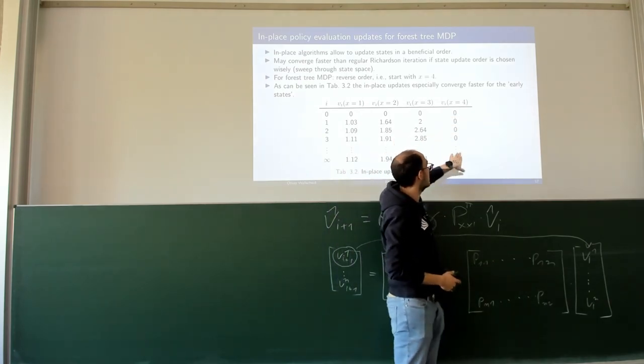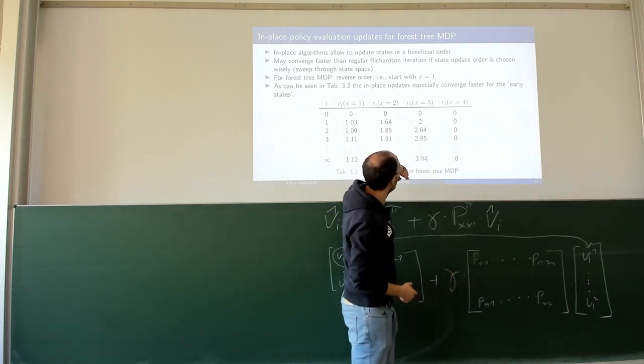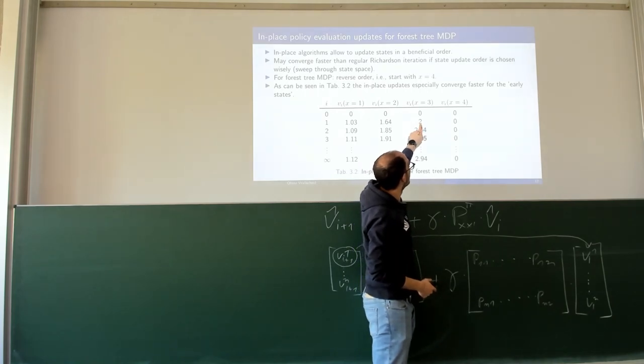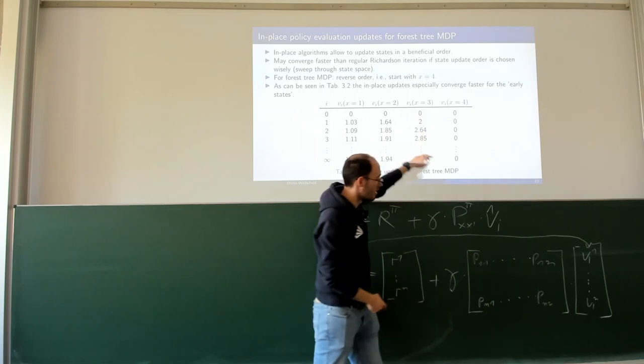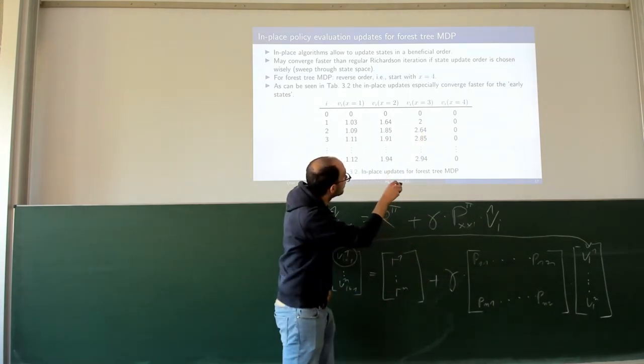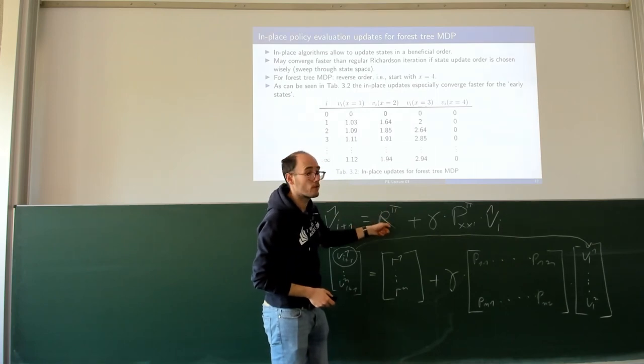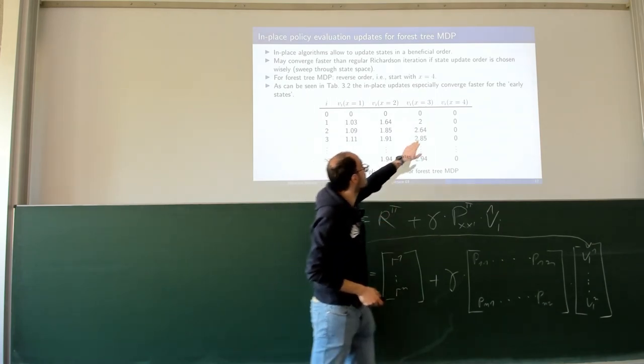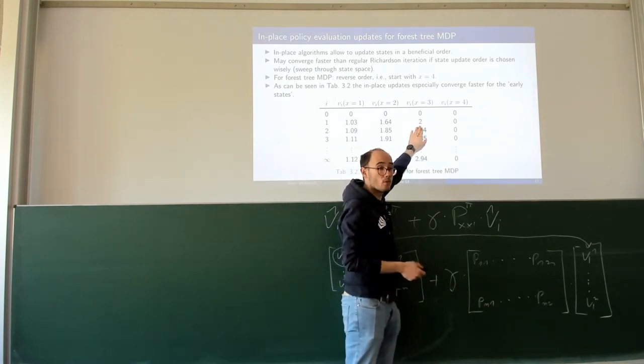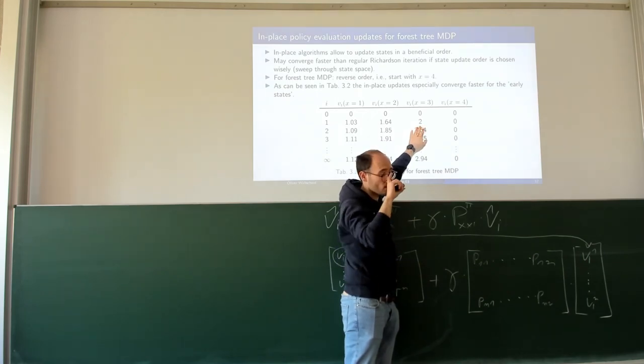So this is why this stands here for zero. Then for the second last state, state number three, we again do the Richardson iteration. This would be zero from the previous iteration. And what we will get here is just the reward information, the two. So this is also identical up to now to the standard Richardson iteration.